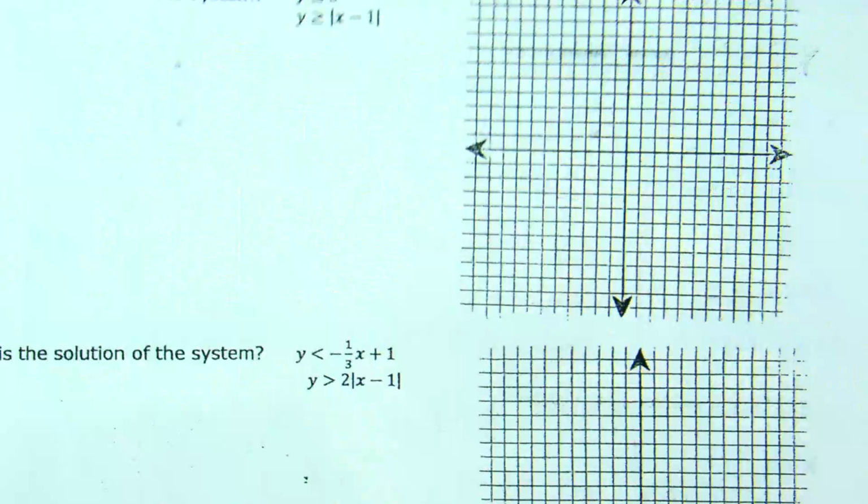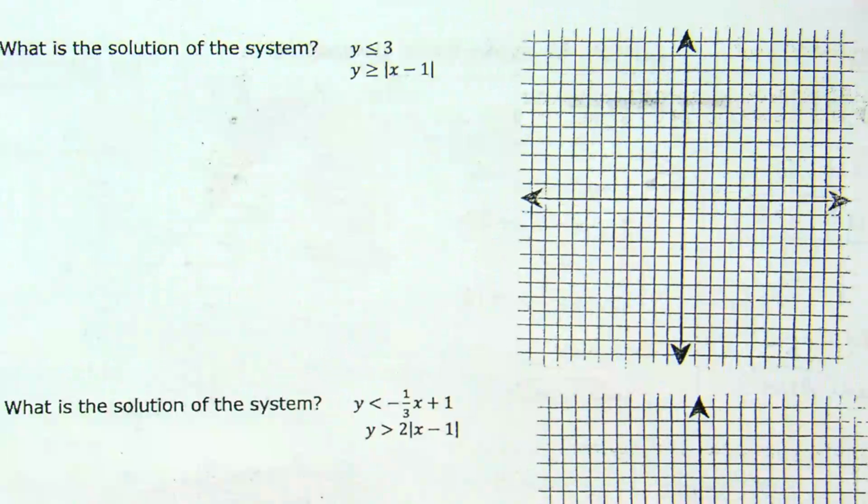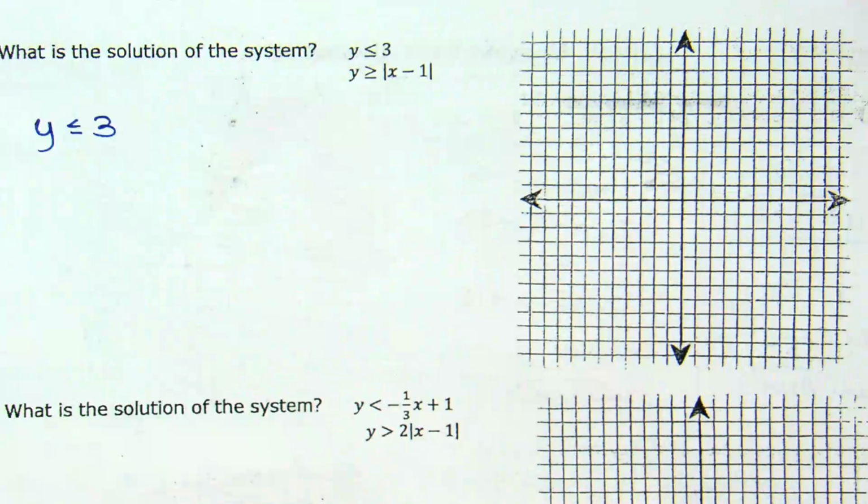Change things up on the back, which is why I wanted to get to the back side. What is the solution of the system? So we're still doing the same thing, but as I said, change it up. Y less than or equal to 3 and y greater than or equal to absolute value of x minus 1. Maybe. Let's start with y less than or equal to 3.